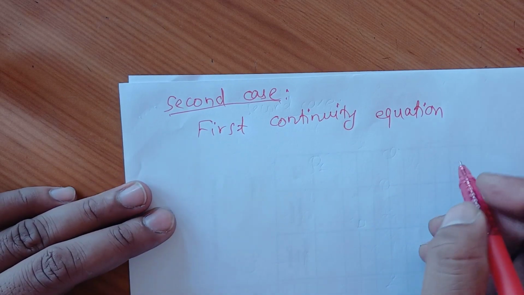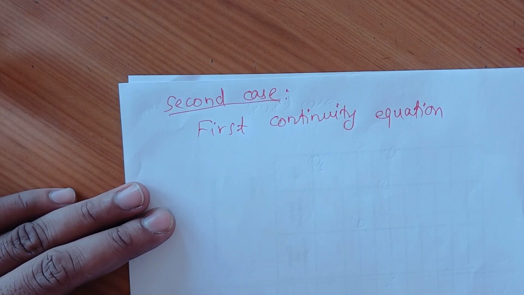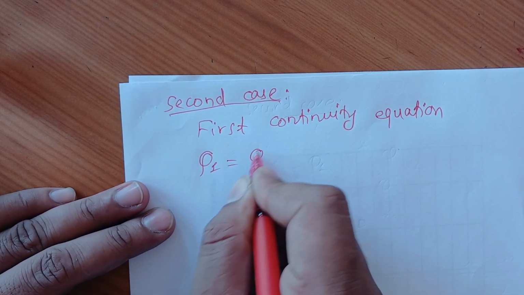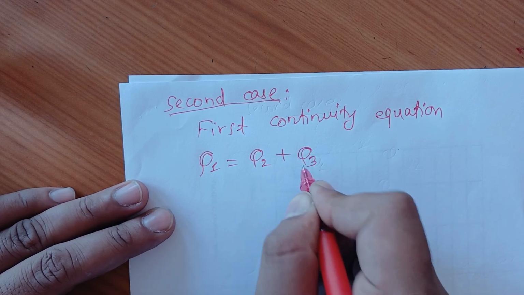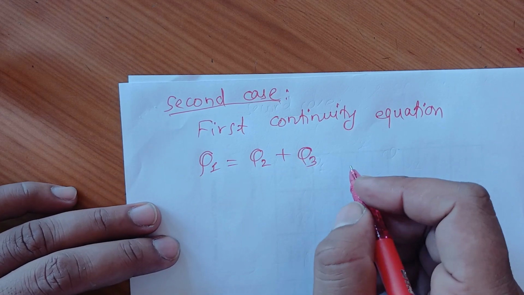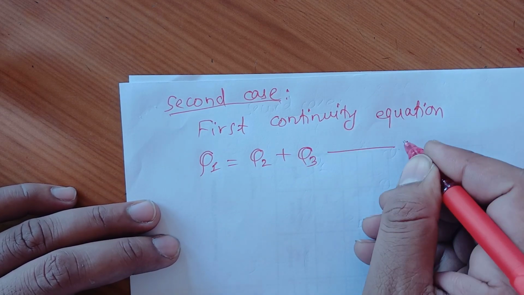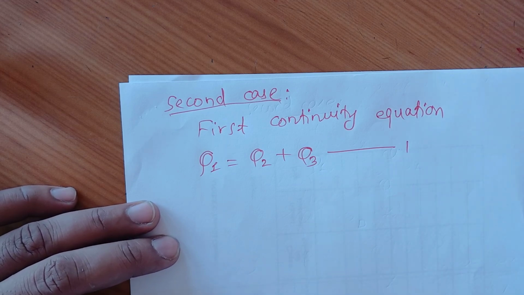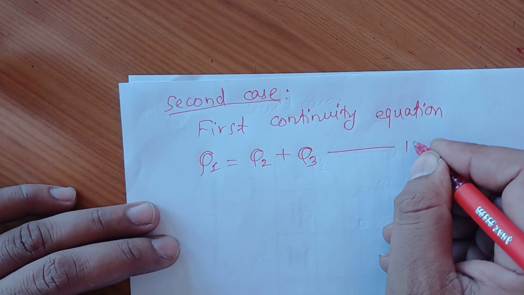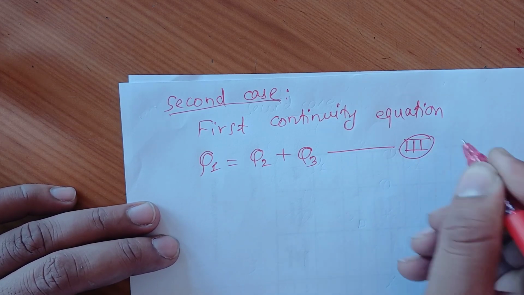And from the continuity equation, we can say that Q1 is equal to Q2 plus Q3. Q1 is equal to Q2 plus Q3. I write this as equation number 3. I have already written equations 1 and 2. So let's write equation number 3.